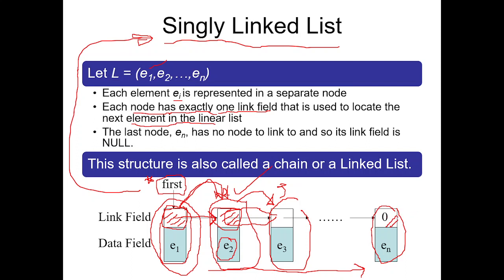That means we don't have any link that emanates from this particular node. So there is no link here. This is a null pointer. It does not point to anything. That means we are at the end of the linked list. So the last node En has no node to link to, and so its link field is null.